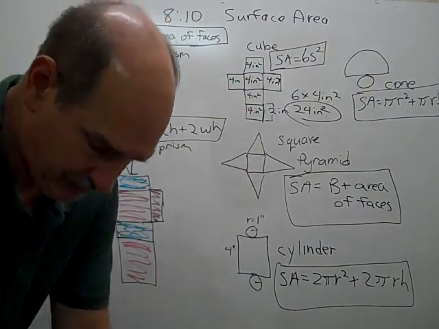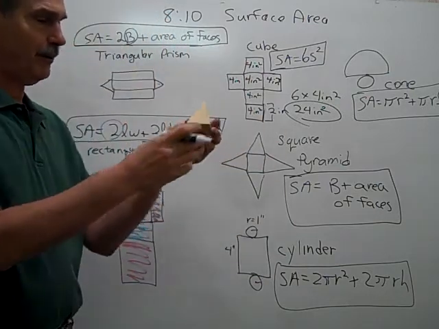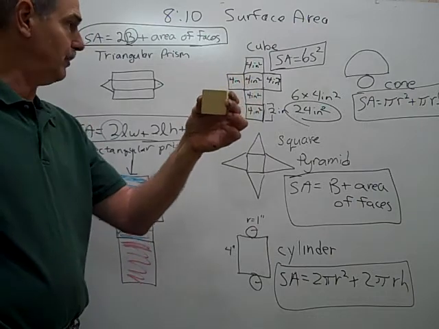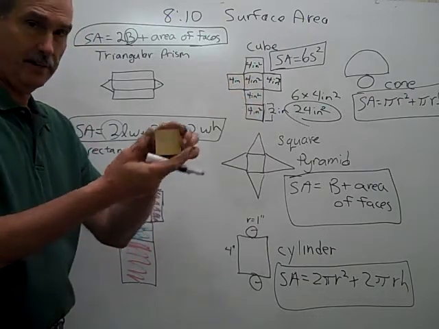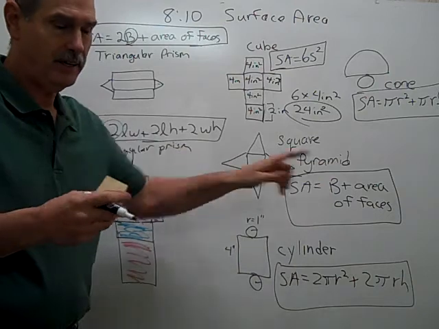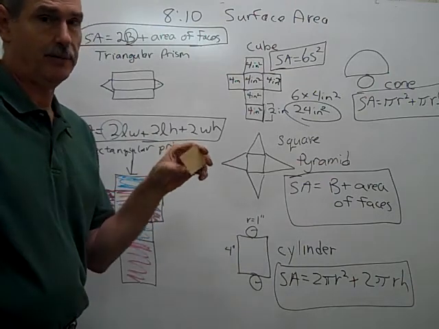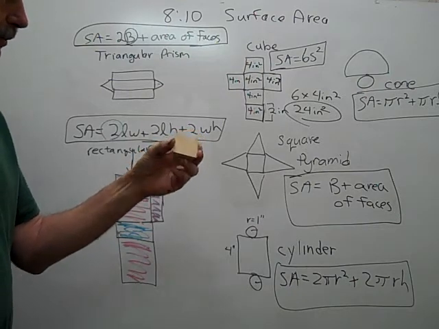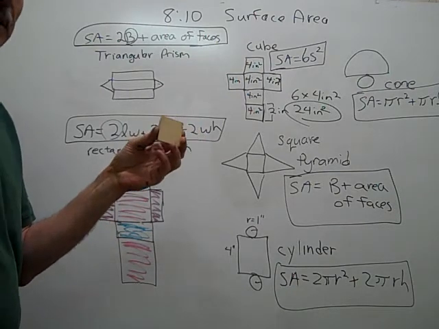Then I have a square pyramid here. It's a pyramid because all the sides are triangles except for one, and that one that's not a triangle is the base, and the area of that is designated with capital B. It could be a rectangle, it could be a pentagon, it could be an octagon, it could be any kind of shape. If it was an octagon, I'm not sure how you find the area of an octagon.